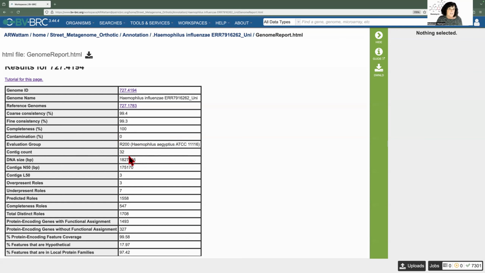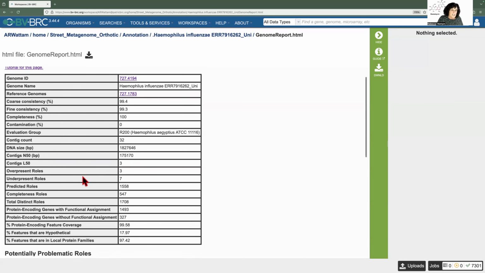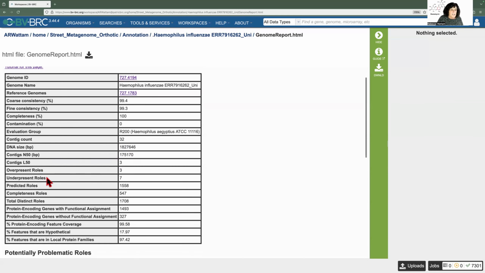These are probably things that you would report in the results section of your paper if you were describing this thing. The N50 and L50 to describe the assembly quality. Now, over-present rules and under-present rules. How many genes did it have that were more than we expected? So that's 3. How many genes did we expect to be there that weren't? So that's 7. And these will all be discussed down below in the potentially problematic rules.